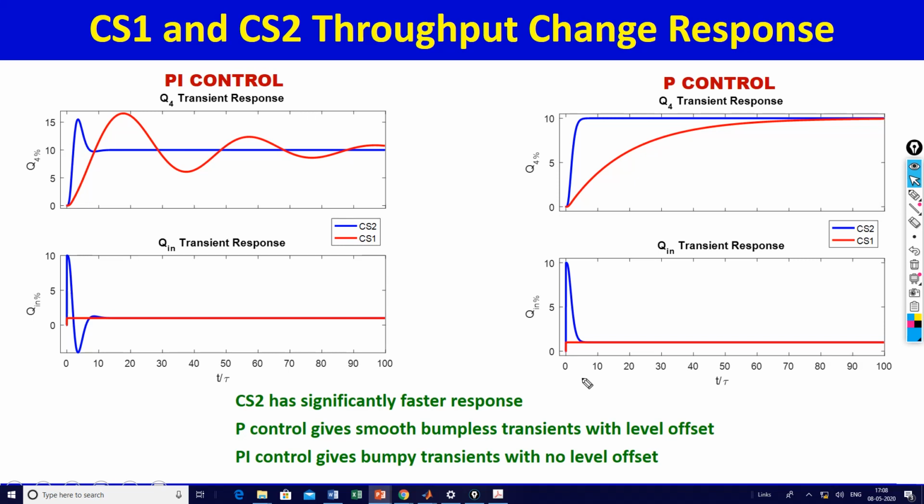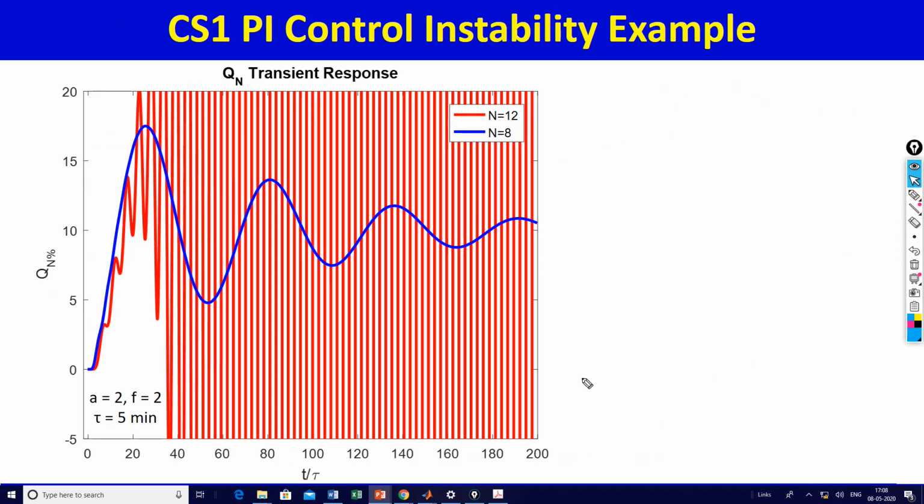Finally, what I did was have all the tanks under level control, critically damped level controller, A equal to 2, F equal to 2, and this is the response using CS1, what I say should not be done. When the number of tanks is 8, you get the blue curve. When the number of tanks is increased to 12, you get an unstable response. So seemingly reasonable tuning of integral time being twice the residence time and Kc being 2.